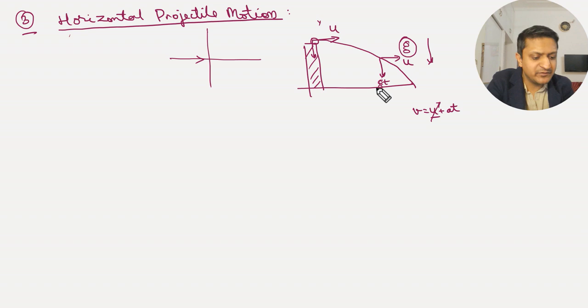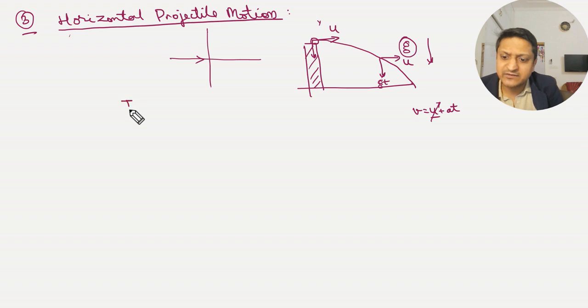So I'm now just giving you the formulas for that. t will be equal to root of 2h by g, and that will be the time of flight.